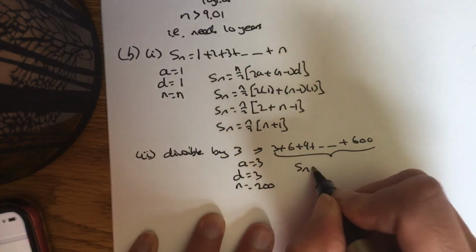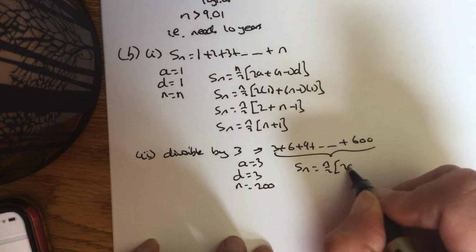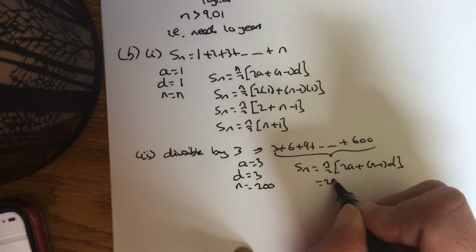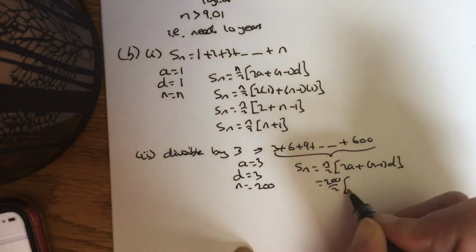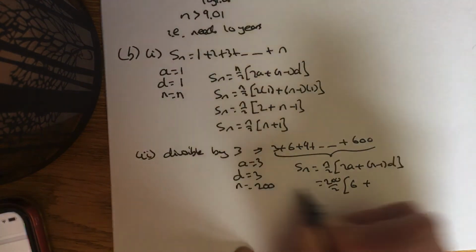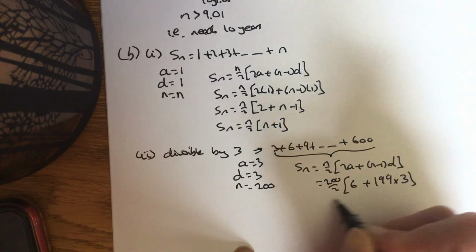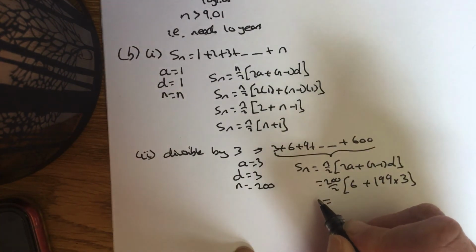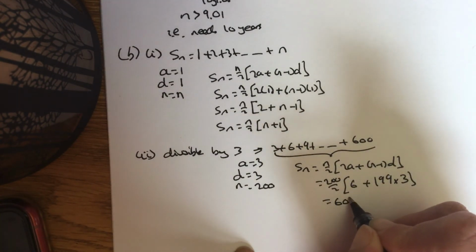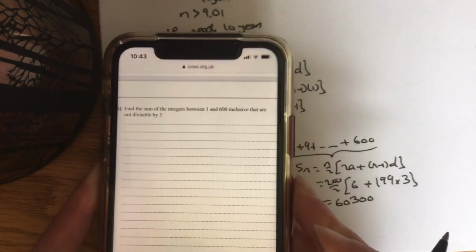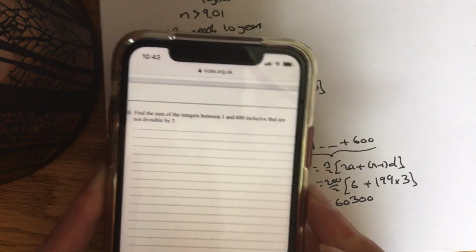So using your Sn formula, it's n over 2, 2a plus n minus 1 d. So 200 divided by 2, 2 times a, plus n minus 1, 199, and the difference is 3. And if you put all that into your calculator, you will get an answer of 60300. But the question didn't want divisible by 3. It wanted the ones not divisible by 3.